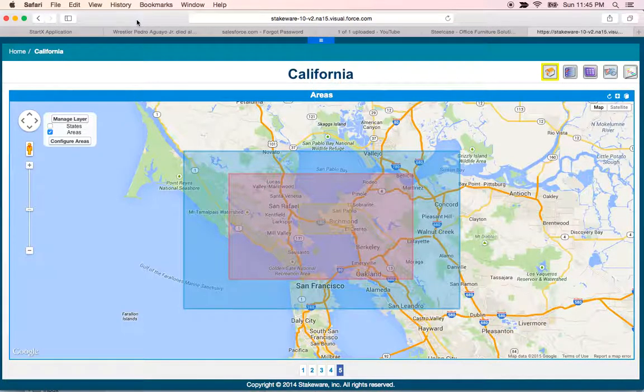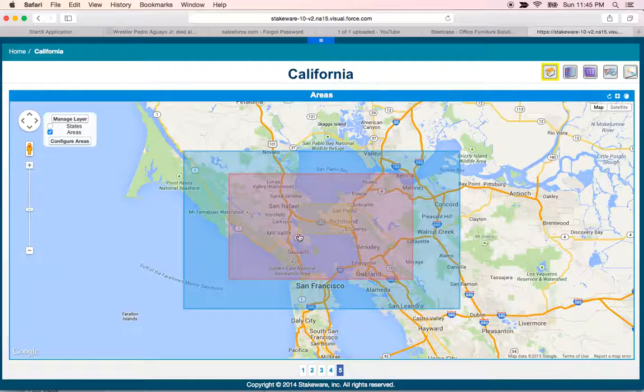Hi, the following is a brief demonstration of how Stakeware can be used in the context of an emergency response, as a stakeholder management system for companies in the oil and gas industries. What we have here is a simulation of the Richmond refinery in the Bay Area with three areas of impact.